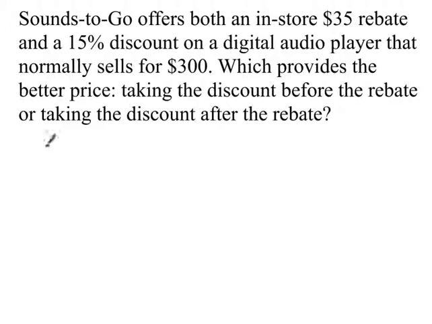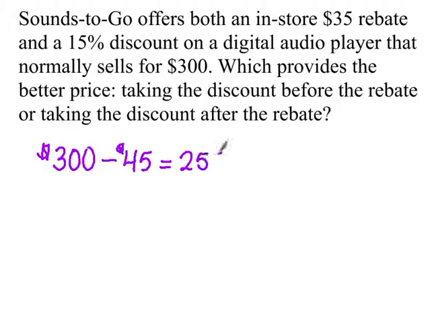So we got $300, right? So let's take off 15%. What would 15% of 300 be? $45. So if I subtract $45, because this is my 15% discount, I'm going to now pay $255. And then if I subtract the rebate, my total bill will be what? $220.